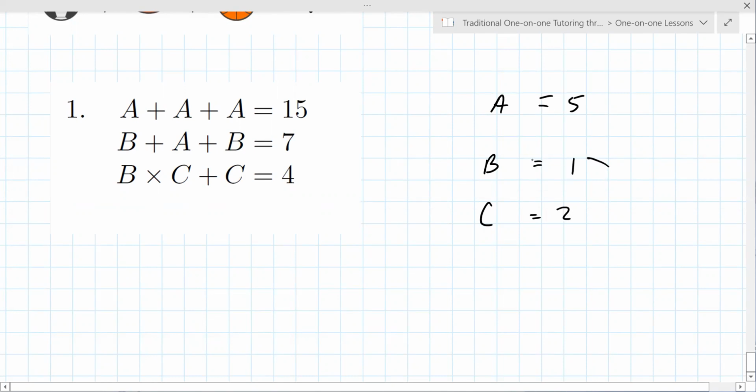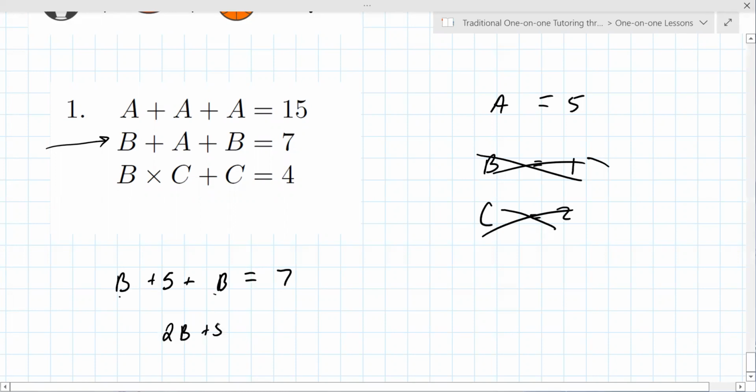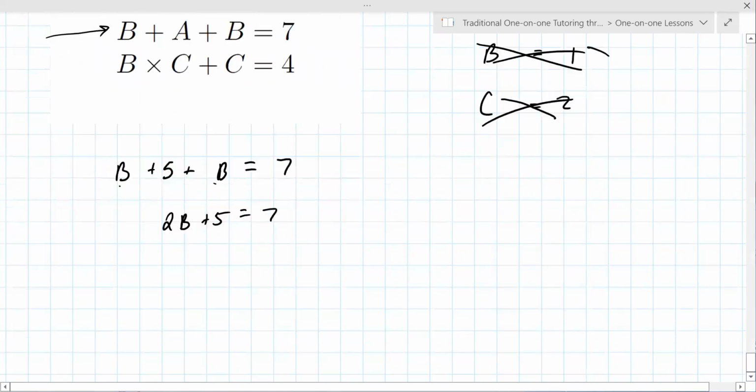This one, the last two are not correct. Okay, so let's go to that middle one here. You've got B plus 5 plus B equals 7. To solve this, you want to combine the B's. 2B plus 5 equals 7. Subtract 5 from both sides. And what does B equal?